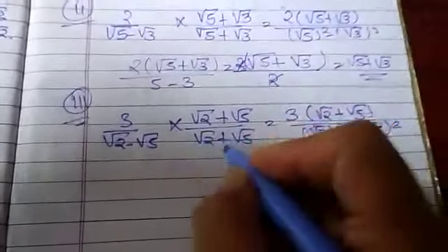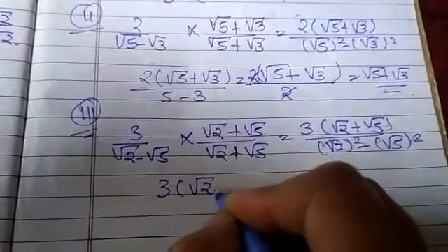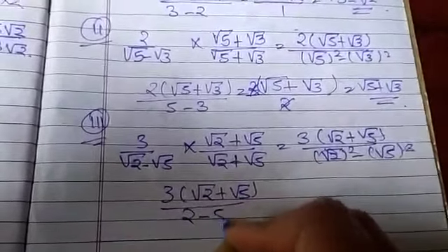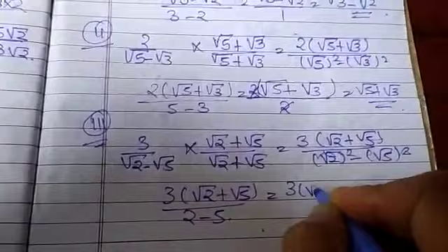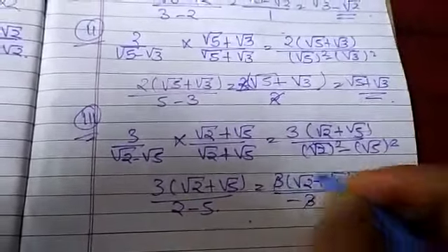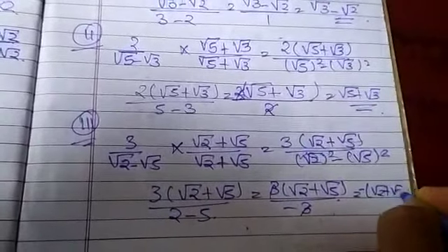Now here (a + b)(a − b) is a² − b². So this will be 3(√2 + √5)/(2 − 5). This will be 3(√2 + √5)/(−3). Minus minus will get cancelled. So this will be −(√2 + √5).